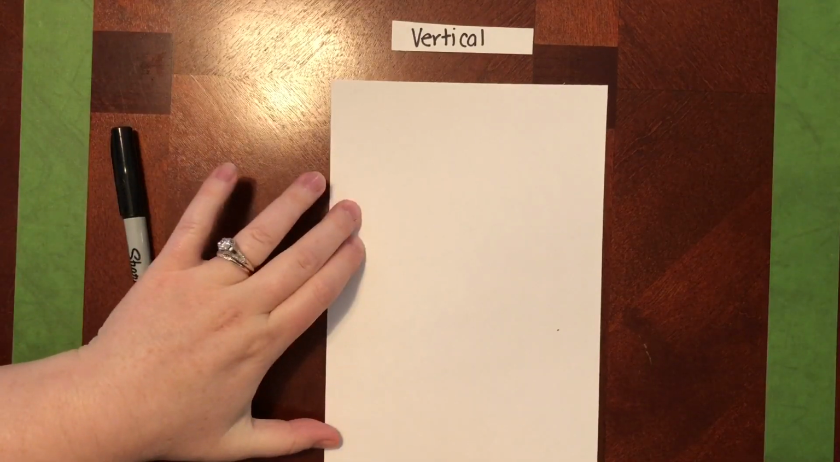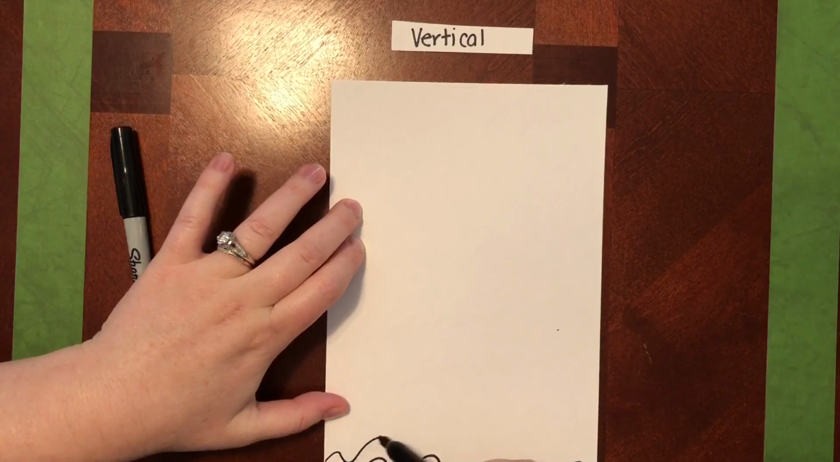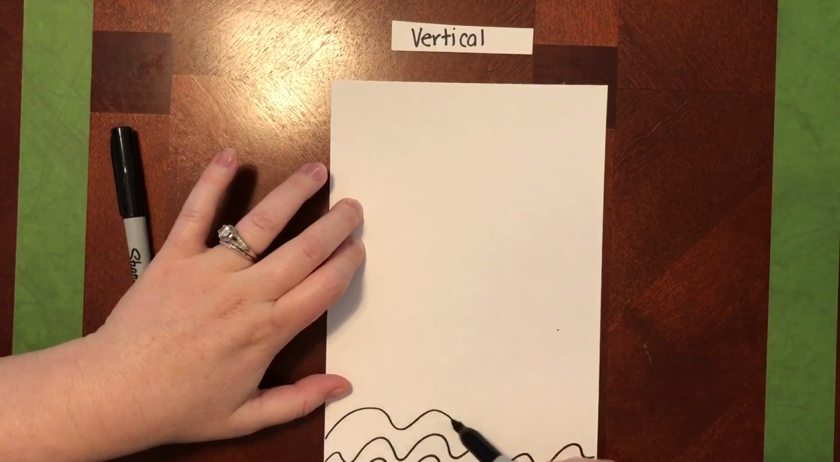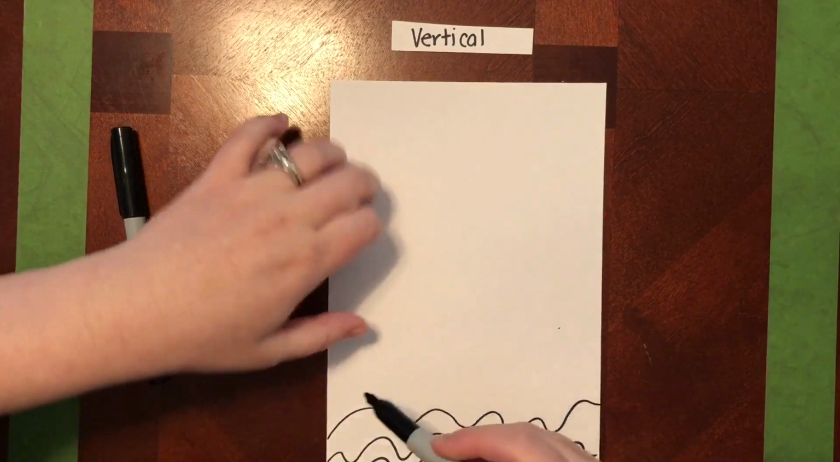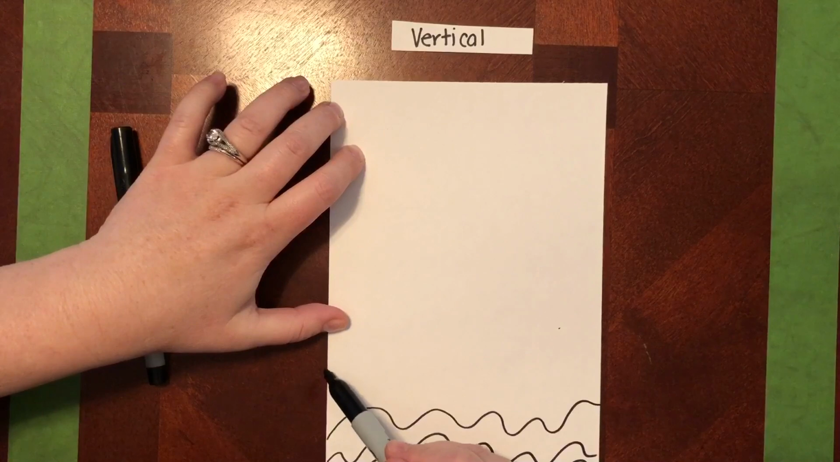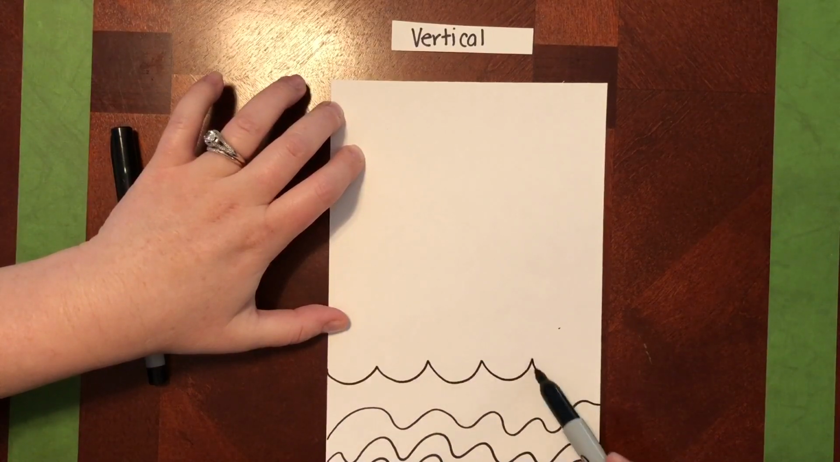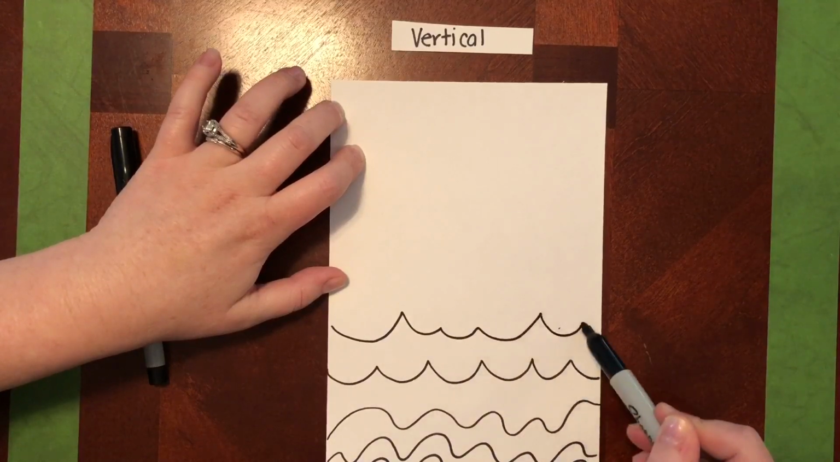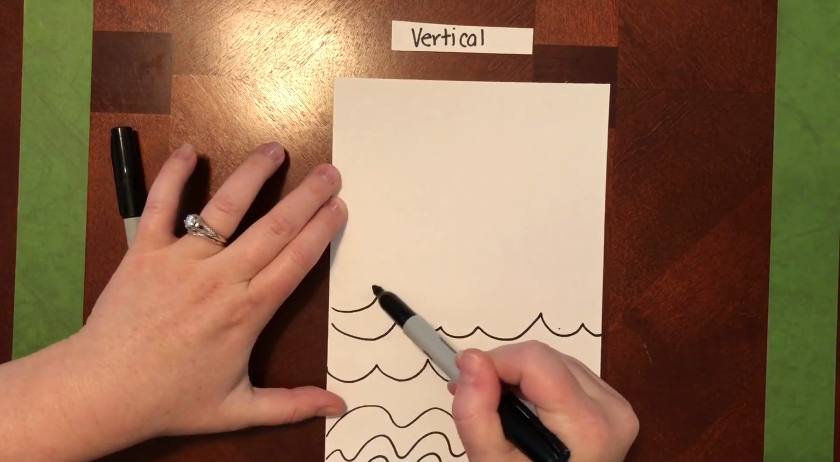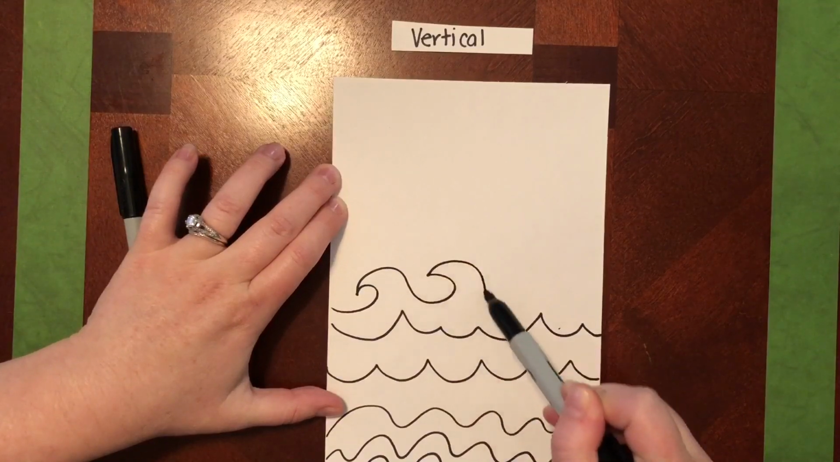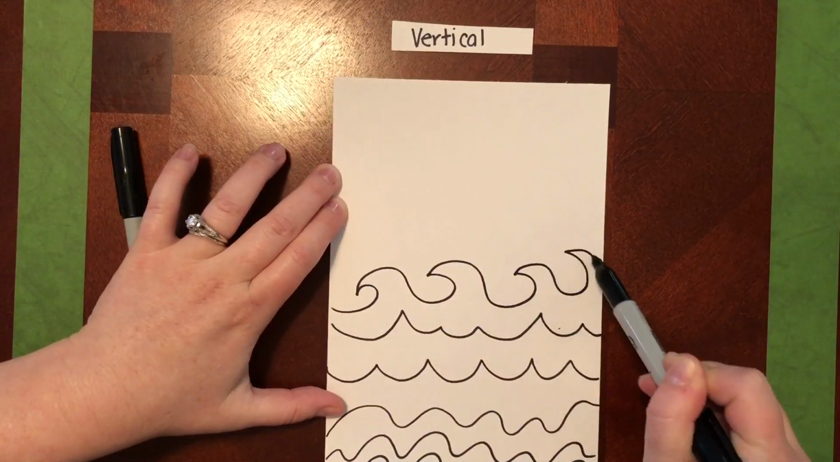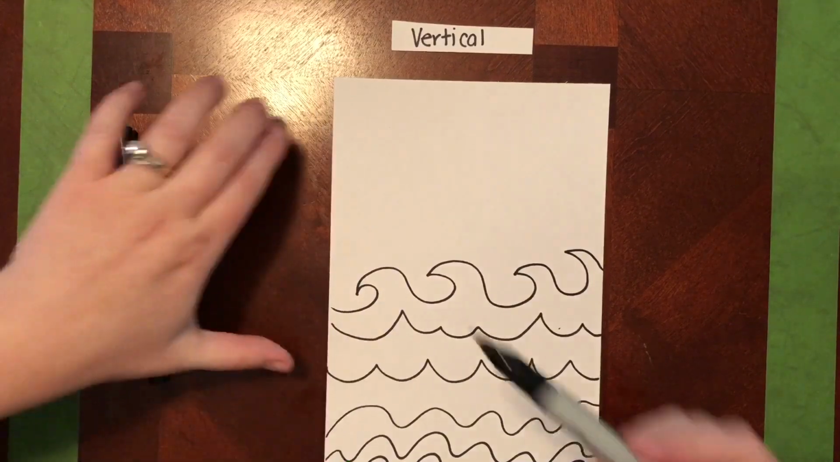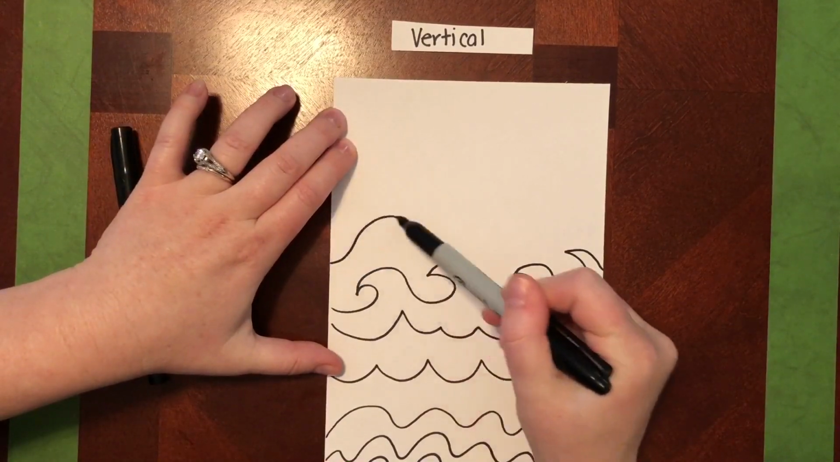So for my watery lines, I'm gonna do definitely some wavy, wiggly lines. Just like that. And then maybe some scalloped lines. And then maybe some big waves. And I know that might be tricky if you're starting with a marker. So starting with a pencil would be fine with me.